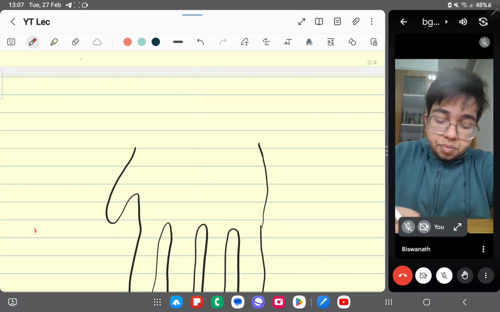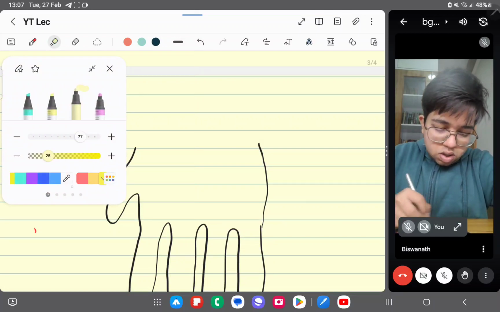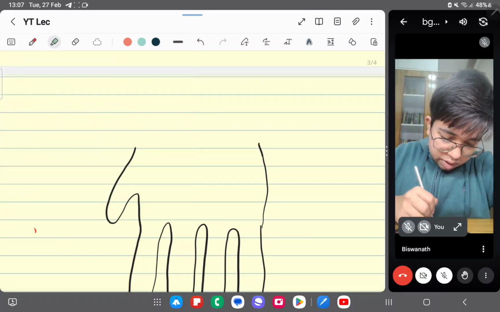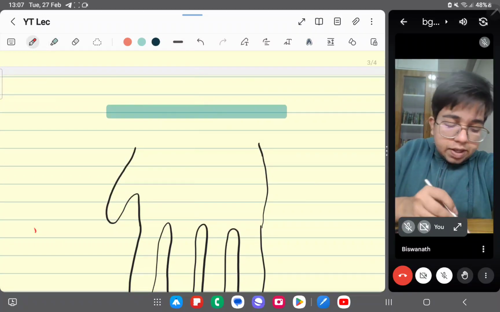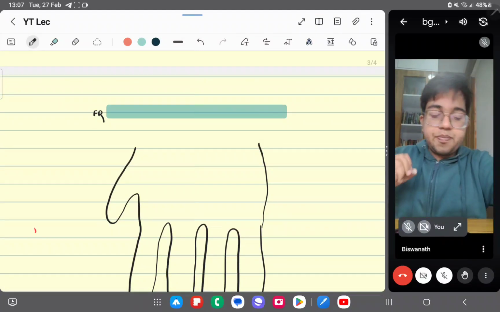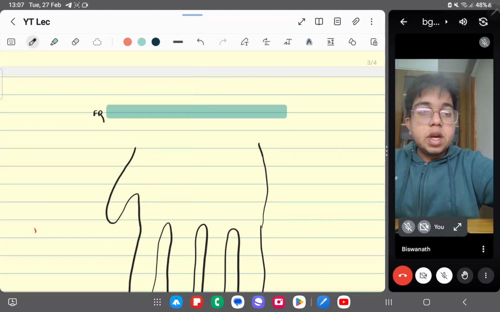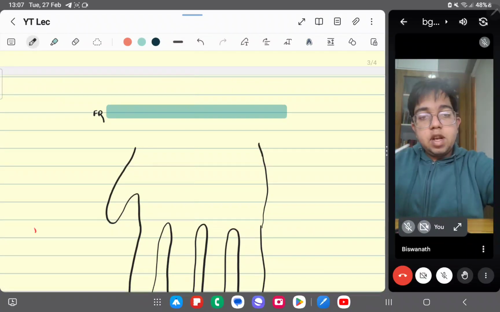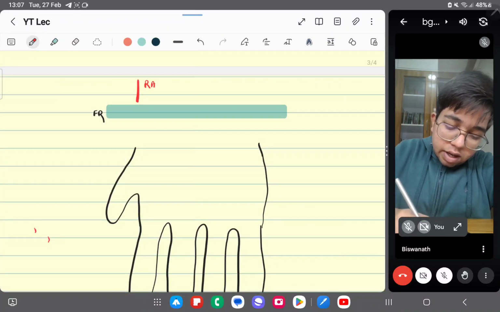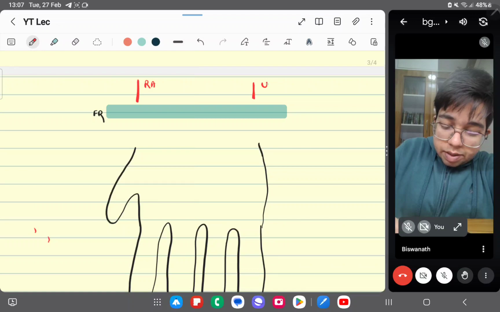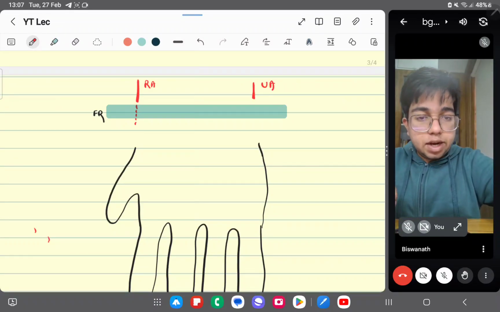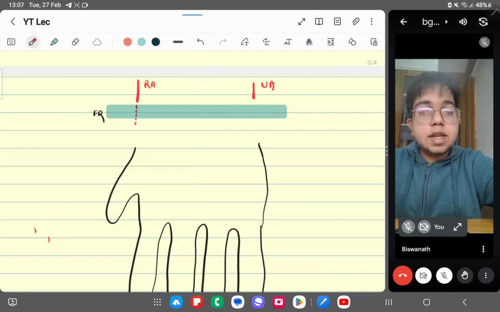Okay. Let's draw the flexor retinaculum as well. You know about the flexor retinaculum here? This is the flexor retinaculum. Okay. So this radial artery will go below the flexor retinaculum. So the radial artery was coming like this, RA, and your ulnar artery was coming like this, UA. This radial artery will go below the flexor retinaculum.